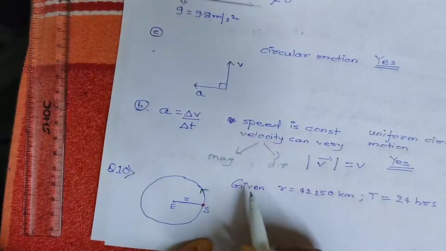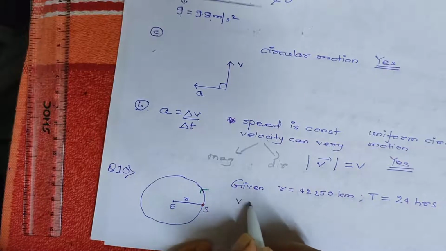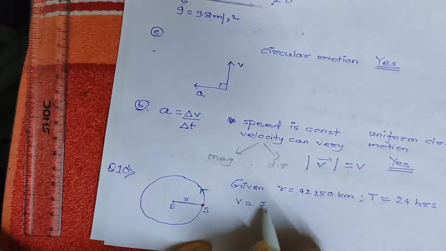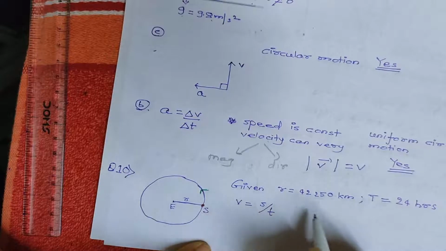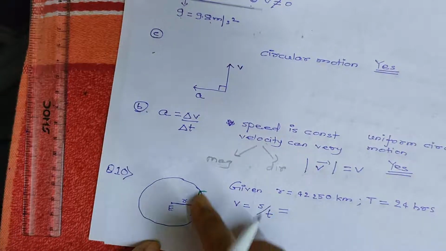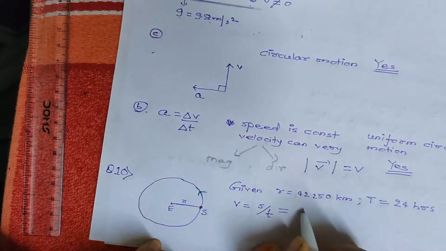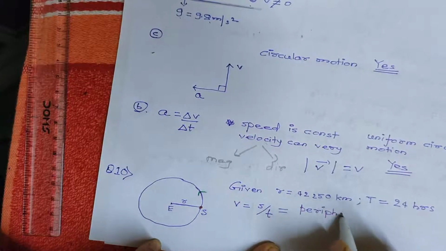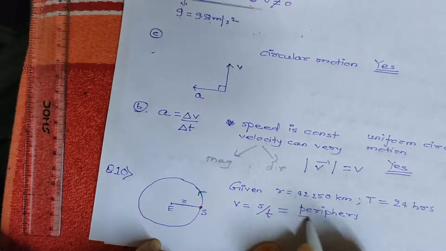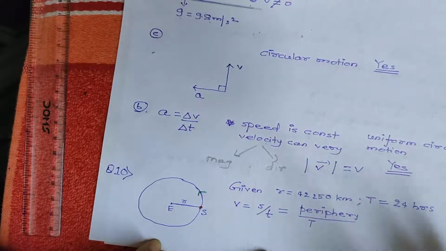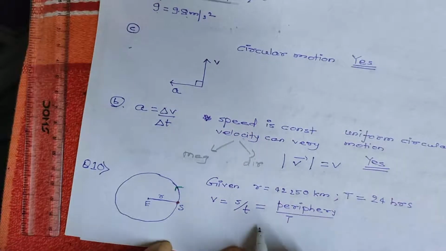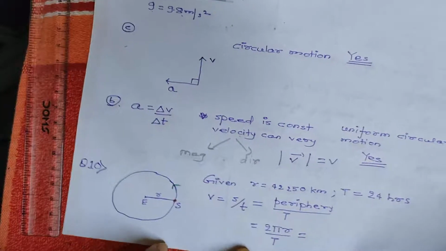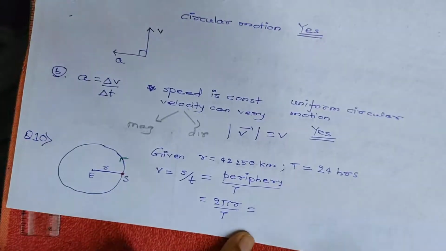So that is very simple. What is speed? Speed is distance traveled by time. So what is distance traveled? It's a circular motion, so distance is the periphery of the circle, and this time is capital T. Agree? So how much will it be? 2 pi r by T.